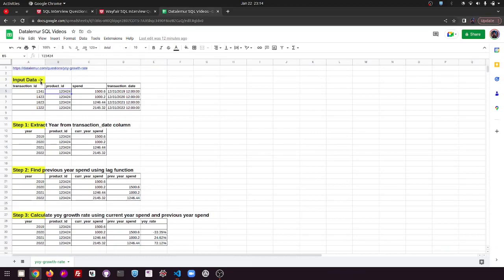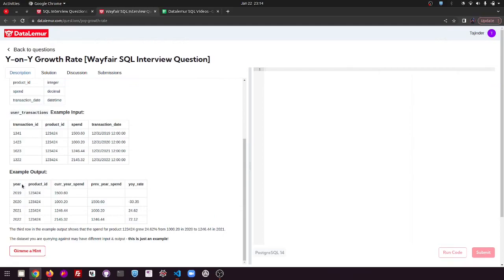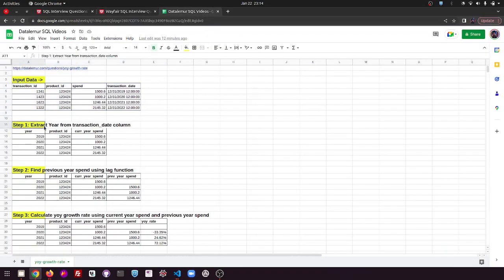I will try to explain the solution of this question step by step. I have copied the data here in the sheet. This is the input data. We have these 4 columns. Now what we noticed when we see the example output is that we need to calculate the growth every year. So basically we need to extract the year from the transaction date. So the first step here is to extract the year from the transaction date, and we have selected 3 columns: year, product ID, and the current year spend. Year we have extracted from the transaction date, second is the product ID, third is the spend, which I have renamed as current year spend for that particular year.